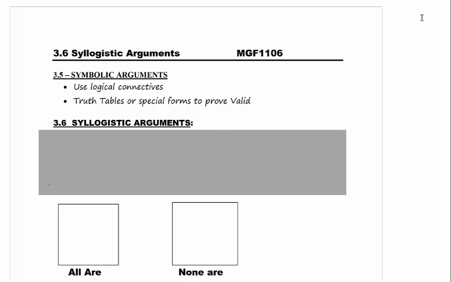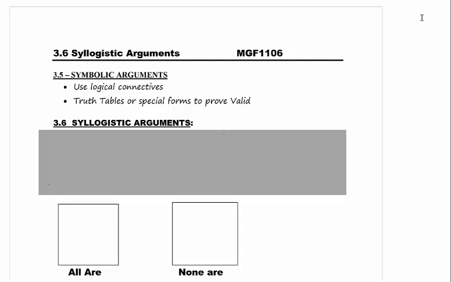We're going to talk about 3.6 in this video, which is syllogistic arguments. We are still trying to prove that they're valid or invalid, but syllogistic and symbolic are different. What we did in 3.5, symbolic, we use logical connectives. We use our if-then, our and, our or, our if and only if, our negation. We use truth tables or special forms to prove they are valid.